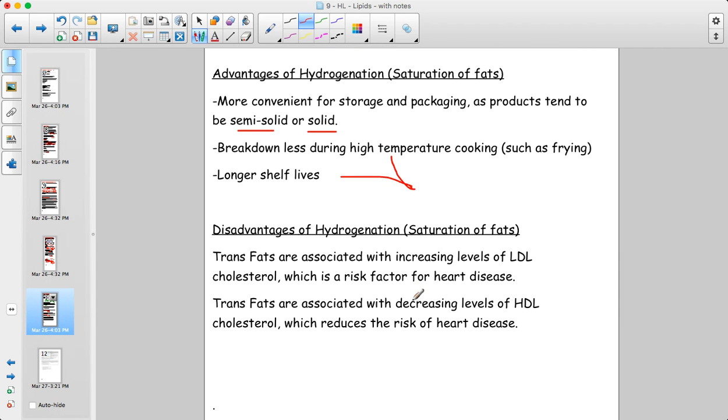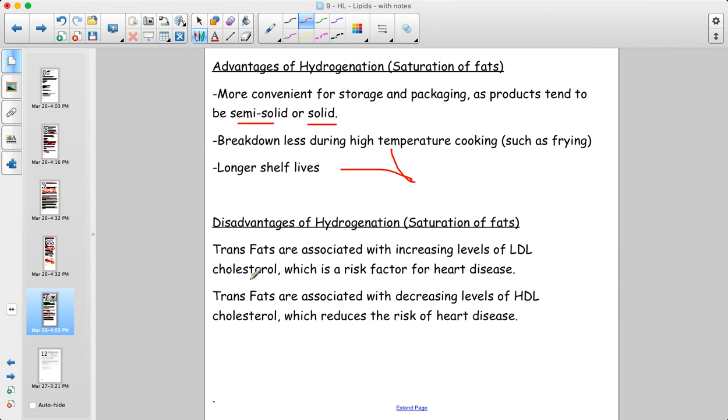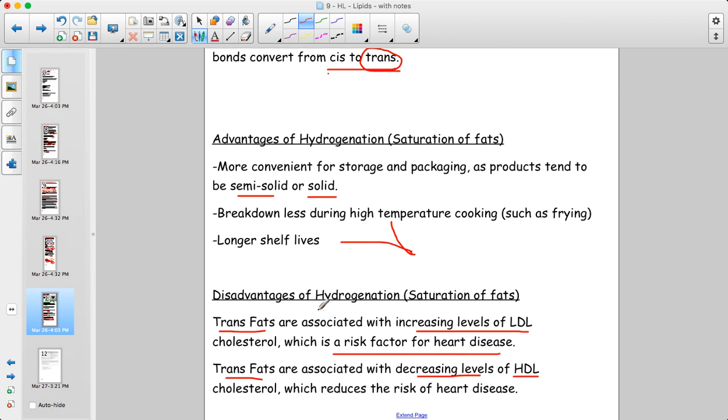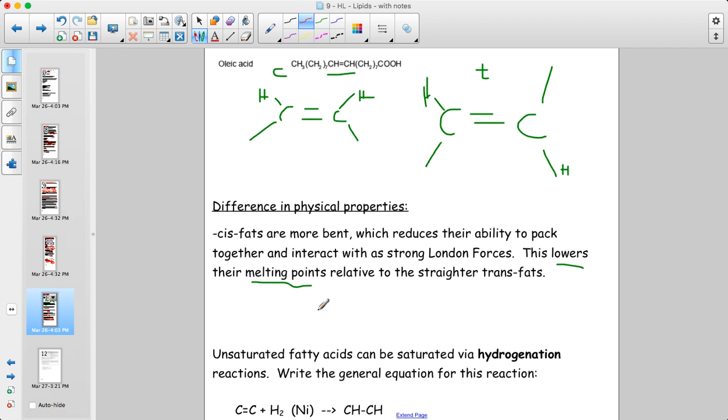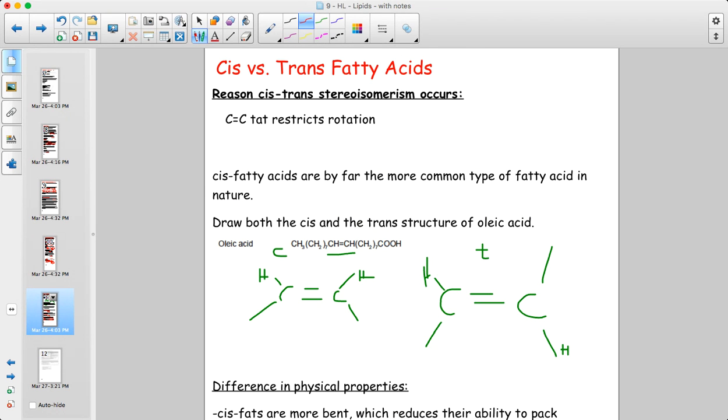The disadvantages, however, are that trans fats, and saturated fats especially, but trans fats are double bad, because they're associated with increasing the level of LDL, which is an increased risk factor for heart disease, and trans fats are associated with lowering the levels of HDL cholesterol, which is the good kind. Therefore, they kind of give you a double whammy of being bad for heart disease. They increase LDL and they lower HDL at the same time. And that is the entire HL portion, the stereoisomerism portion of lipids.